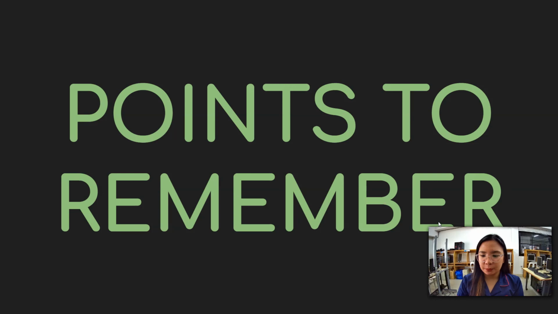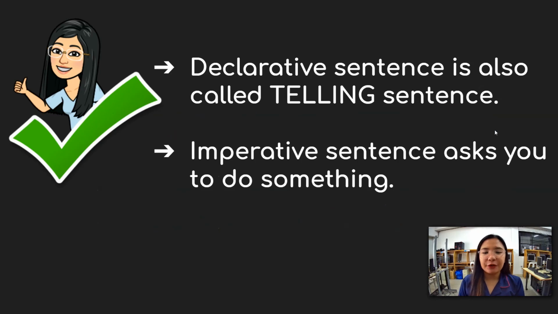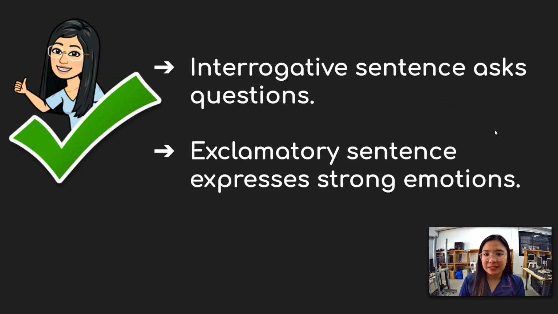Okay, now let us go to the points to remember in this lesson. First is that declarative sentence is also called a telling sentence. Next, imperative sentence asks you to do something. Next, interrogative sentence asks questions. And the last one is that exclamatory sentence expresses strong feelings and emotions.